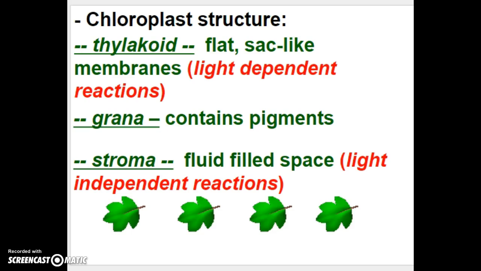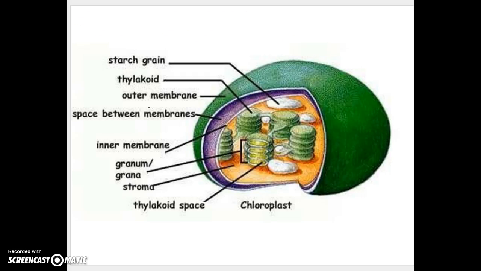Chloroplast is made up of the thylakoid, which is where all of the action is happening. The thylakoid kind of reminds me of a flat little stack of quarters. They are part of the light-dependent reactions. The grana is the portion of the chloroplast that contains pigments or colors. And the stroma is the fluid-filled space where ATP is finally made during the light-independent reactions. So here we have a diagram of the inside parts of the chloroplast.